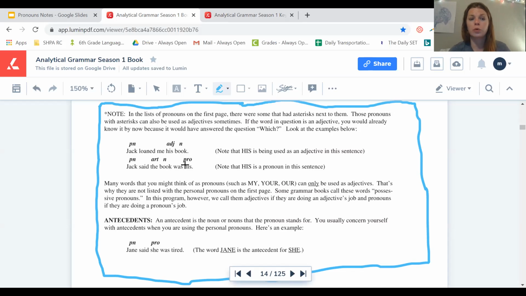All right, so look at these two examples. We have "Jack loaned me his book." Here, "his" is being used as an adjective. It's describing which book. But here, "Jack said the book was his." "His" is a pronoun in the sentence standing for book.